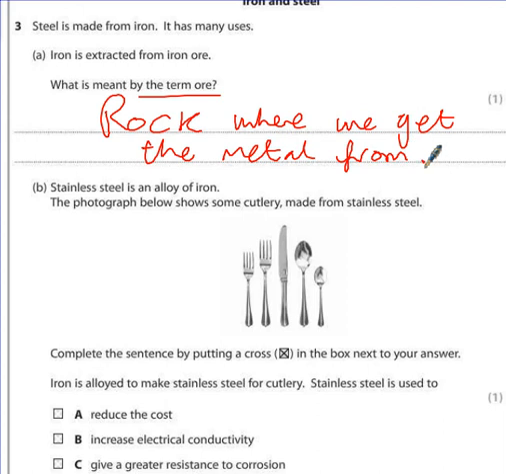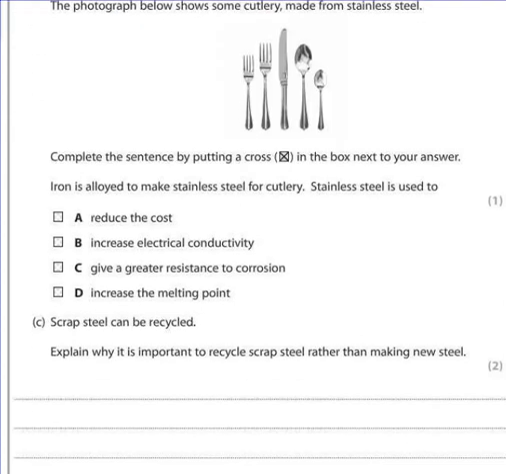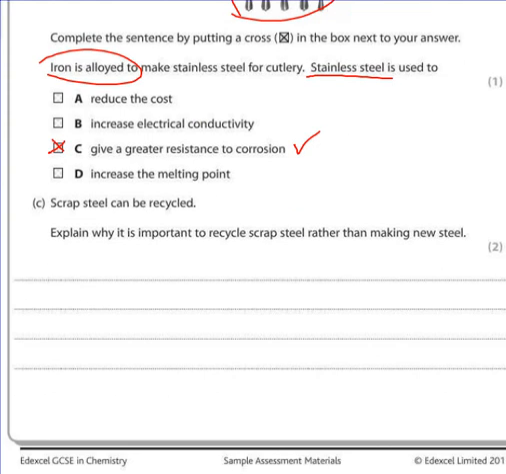The next one, stainless steel, is to give it resistance to corrosion. So stainless steel is an alloy. It's a mixture of one or more metals, and it's to give it greater resistance to corrosion, i.e. stainless. Knives and forks. Okay, fantastic.